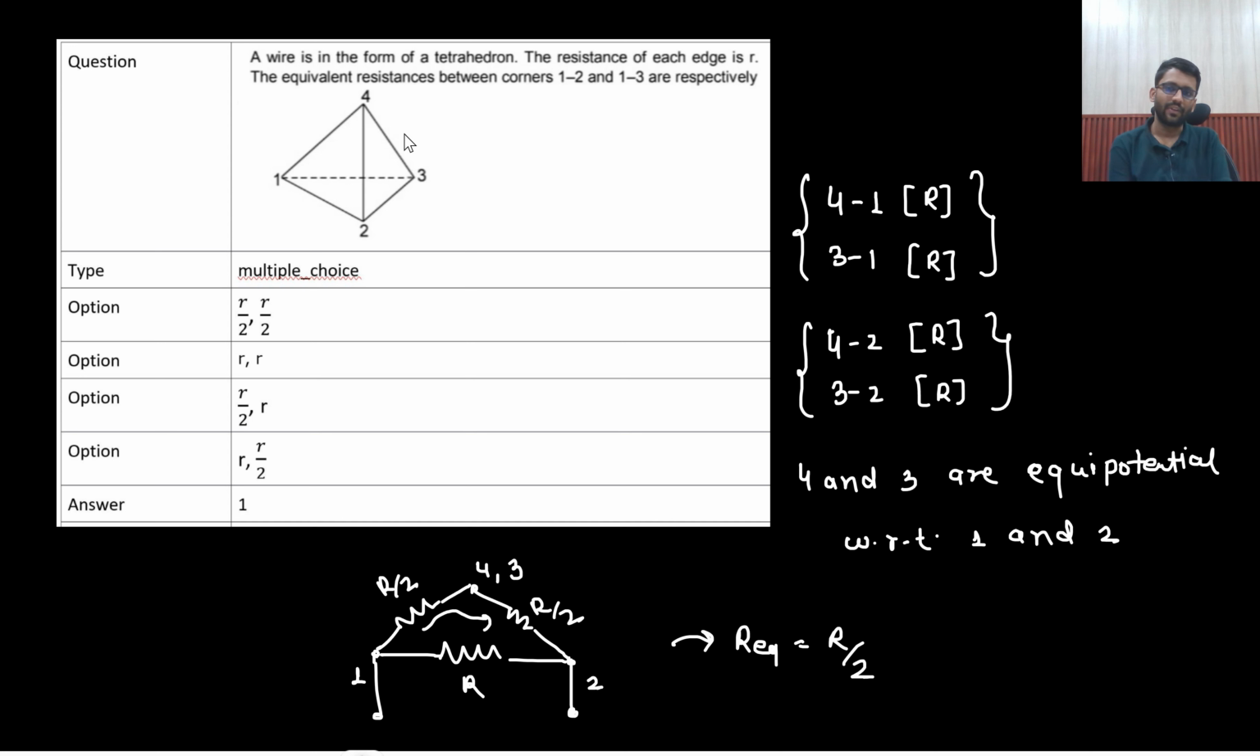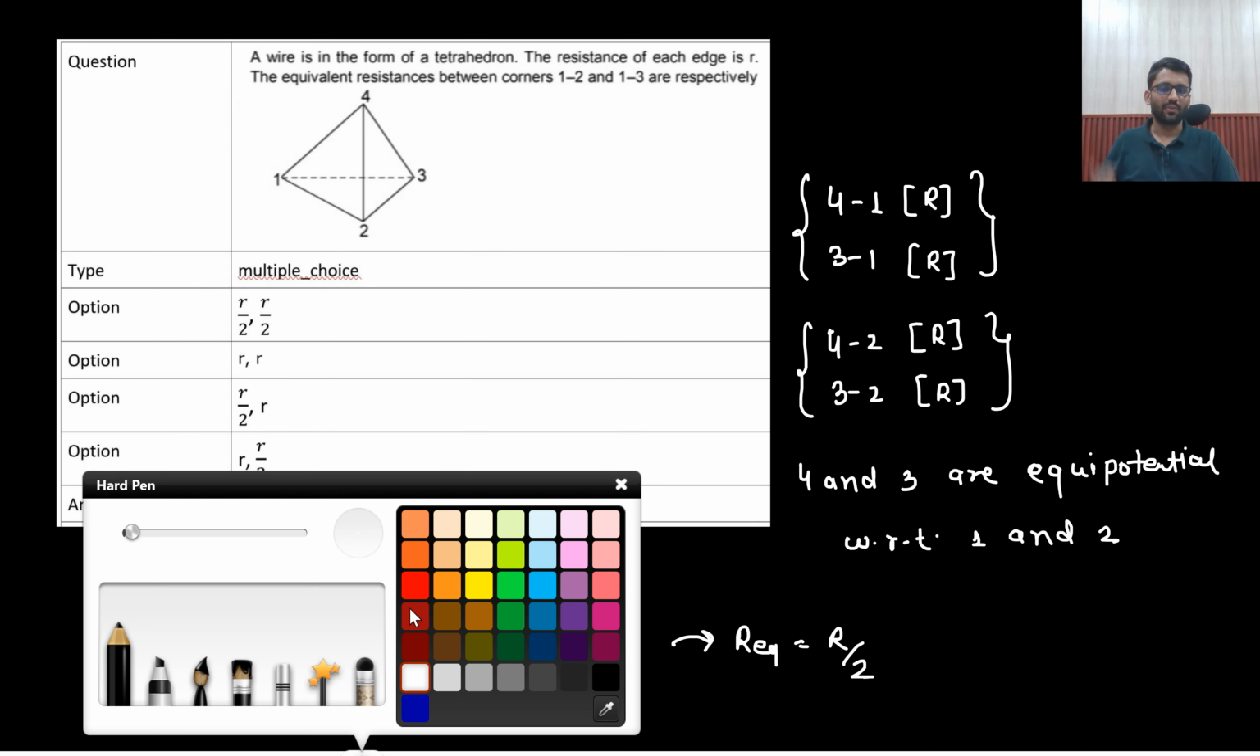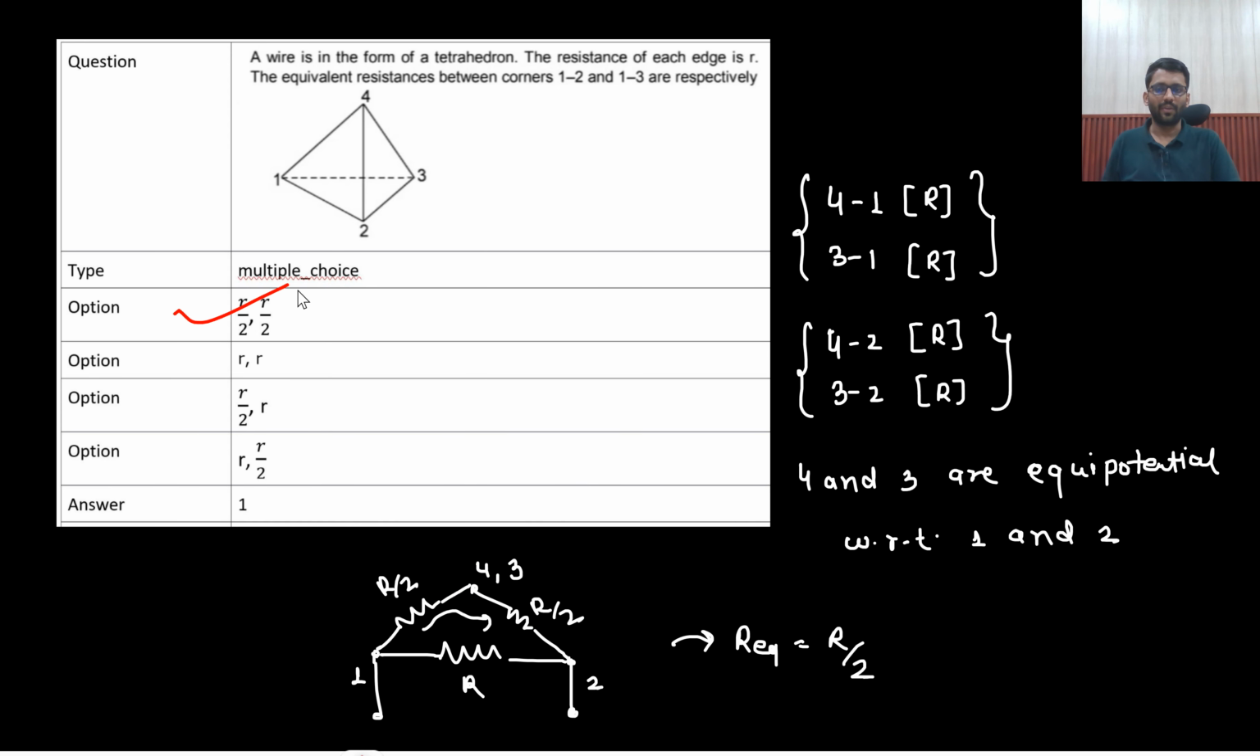That is 1, 1, 3. 2 and 4 will be equipotential. So R by 2 will be R, and R parallel will be R by 2. So the next one you can solve on your own. That would be R by 2 only.